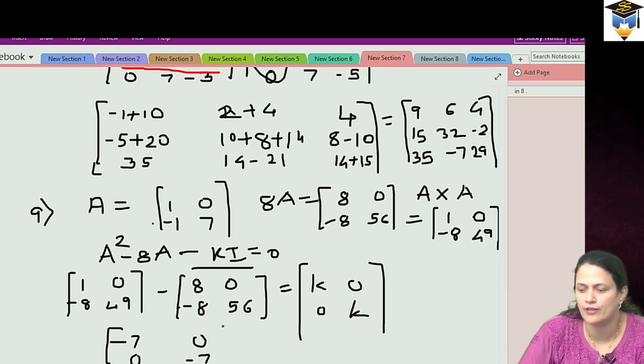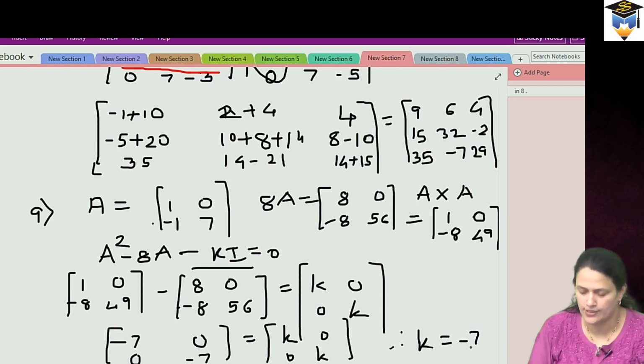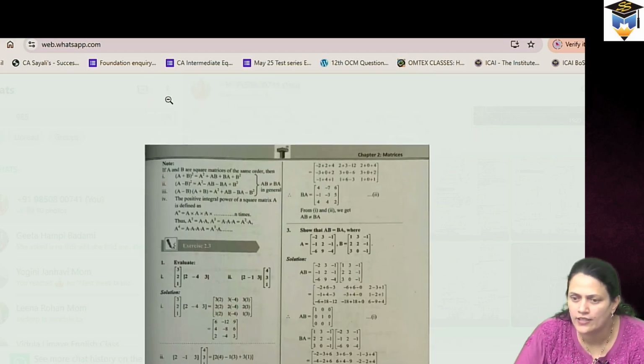By equality of matrices, I can say the value of K is equal to minus 7. Easy? So write it down. There is the equal sign we can use. So the value of K is going to be minus 7. I hope everybody has understood this part. Or here I can show you.